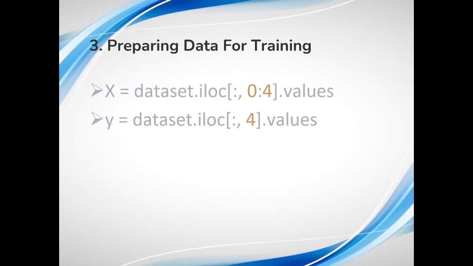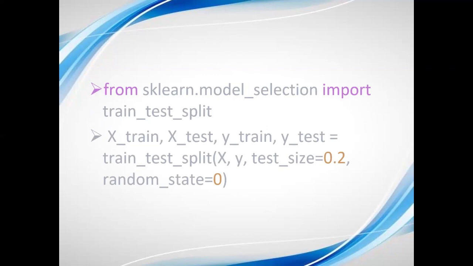Then, train_test_split is a method. We choose to split 80% of the data for training and 20% for testing. Here X_train and y_train comprise 80% of the data, and X_test and y_test comprise 20% of the data.